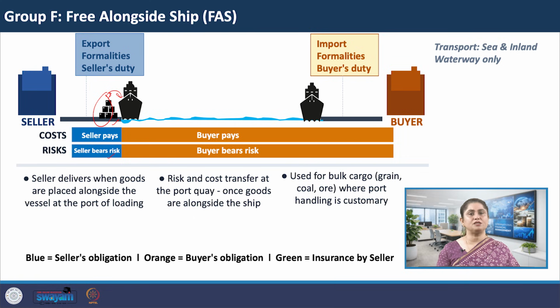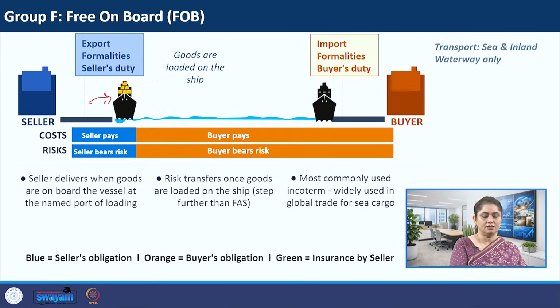The distinction between free alongside ship and free on board is exactly one step. Free alongside ship transfers risk when the goods are alongside the ship. Free on board transfers risk when goods are on board the ship. The one step, loading, changes the liability. Now you can see here that the goods have now been loaded. So this loading charge is also paid by the seller. Now risk transfers once the goods are loaded to the ship.